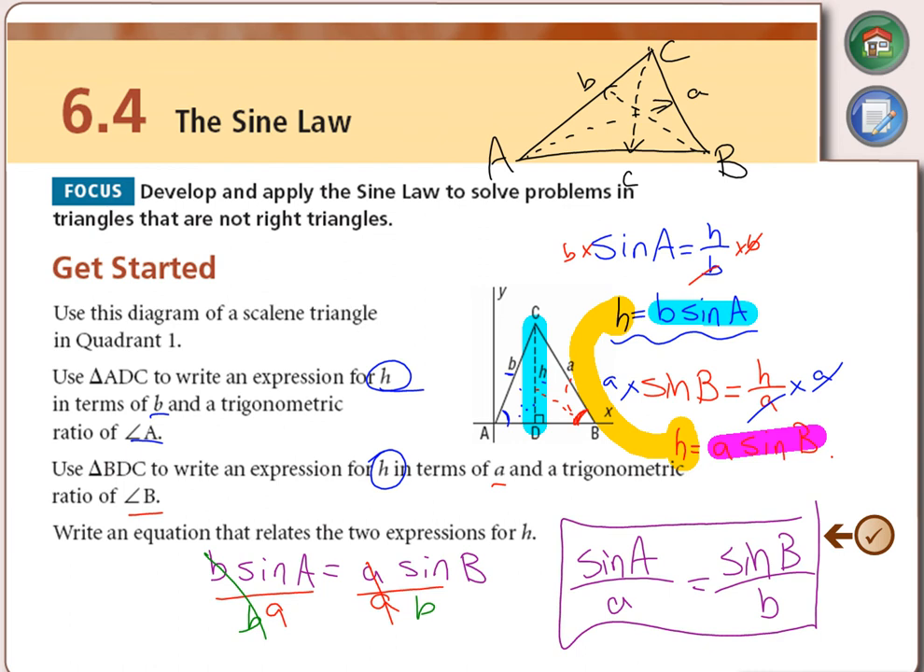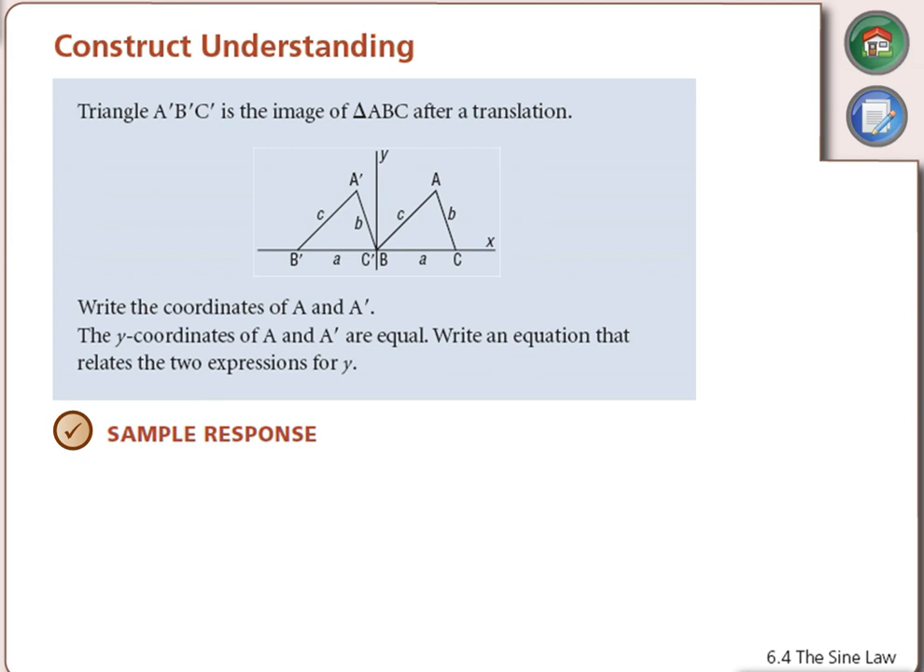Now, I could have moved the sines instead of moving the side lengths. I could have moved sine of A and taken it under the other side. It doesn't matter if the sine is on top or on the bottom, but both fractions have to be the same. What I mean by that is I could have gone b over sine of B equals a over sine of A, if I had divided the sines over instead of the side lengths.